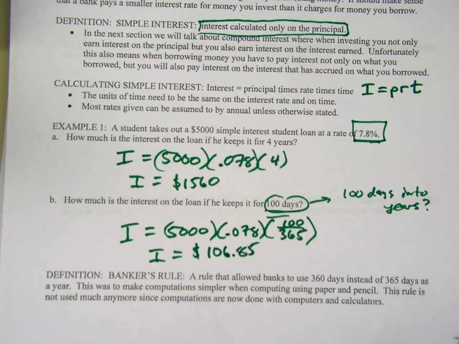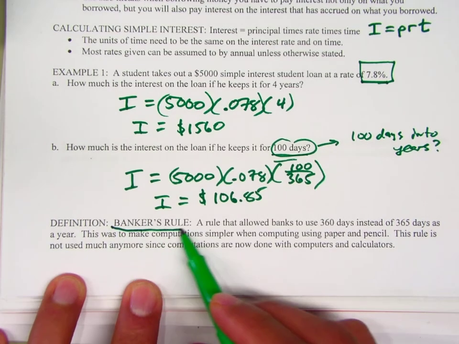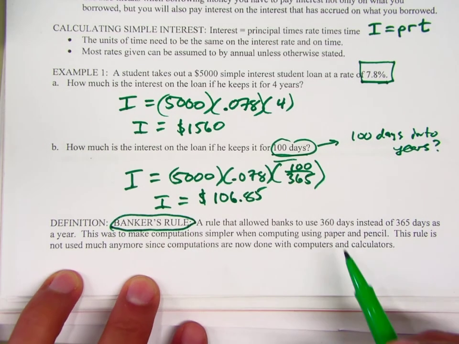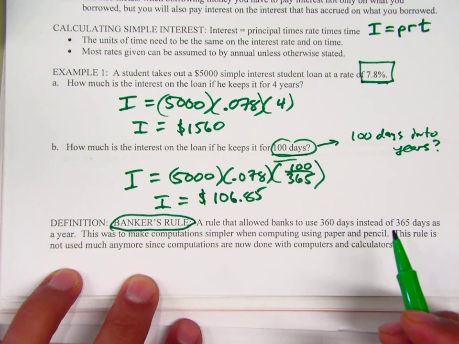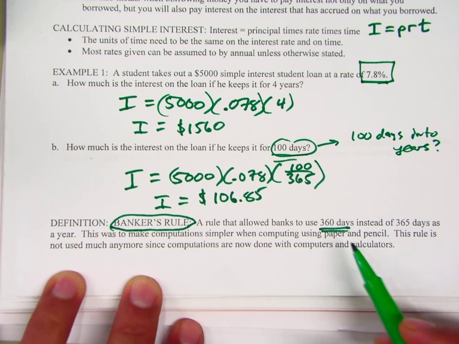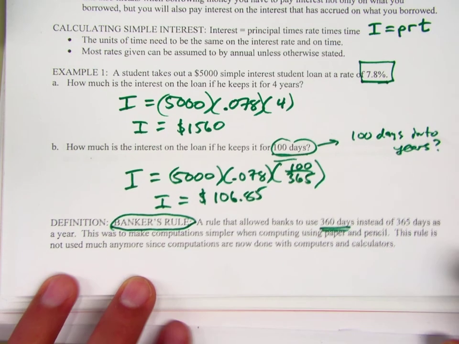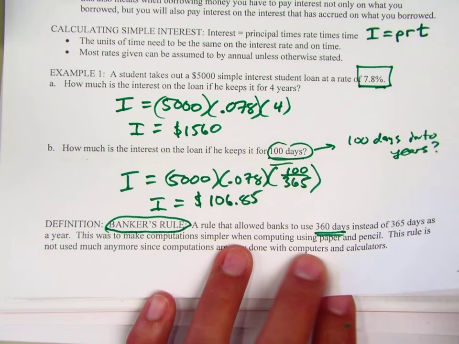Yes? What's that number under the 100? 365. Okay. And so here they have this banker's rule. Back in the day, before calculators and all these different things, you were just able to plug the numbers in and get your answers. They use 360 to help figure out the calculations. Okay, they don't do that anymore. All right. Any questions so far?